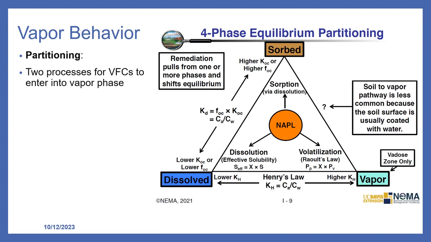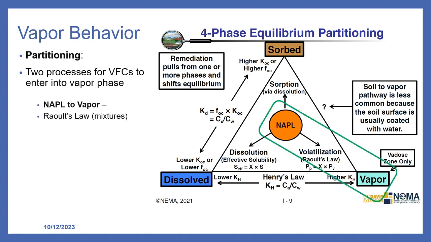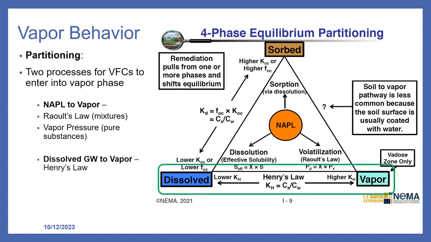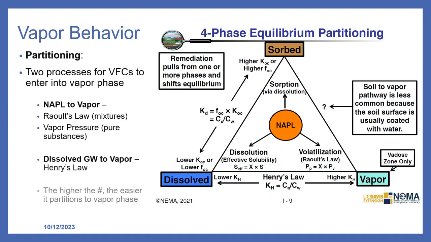Okay, so let's get into the two processes for chemicals to enter into the vapor phase. The first is the NAPL to vapor process, which is determined by Raoult's law for mixtures, and vapor pressure for those pure substances. The second is the dissolved to vapor phase, which is determined by Henry's law. So some of the general things to take away is that the higher the numbers, either for Raoult's law or vapor pressure or Henry's law, the easier it is for that chemical to partition into the vapor phase.